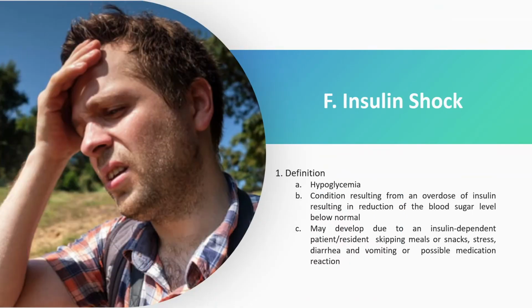Insulin shock. Definition: hypoglycemia, a condition resulting from an overdose of insulin resulting in reduction of blood sugar levels below normal. May develop due to an insulin-dependent patient or resident skipping meals or snacks, stress, diarrhea and vomiting, or possible medication reaction.